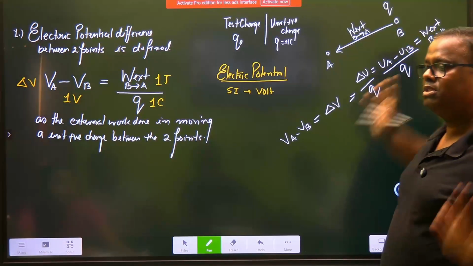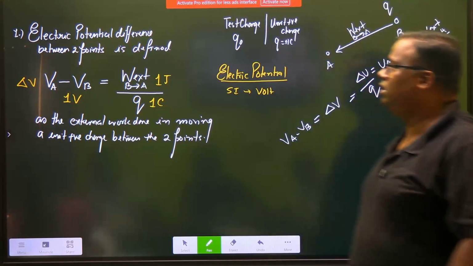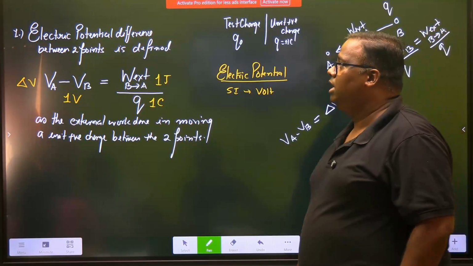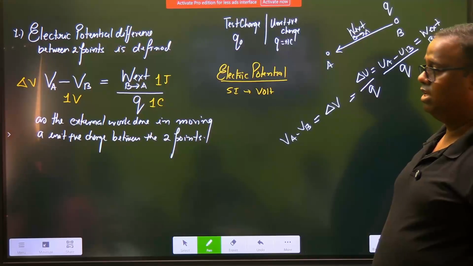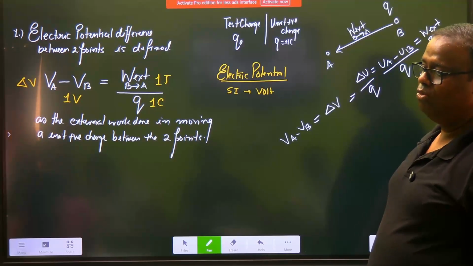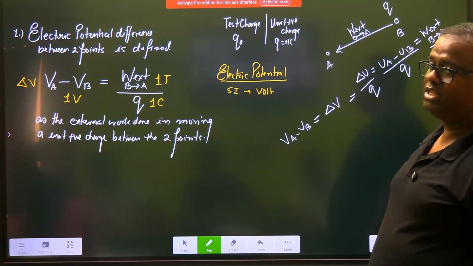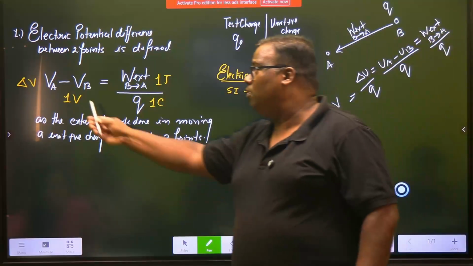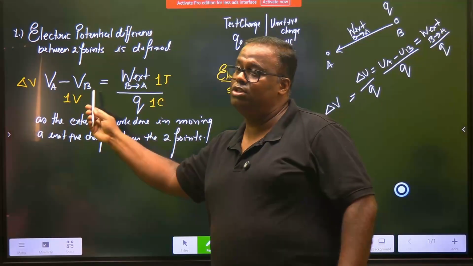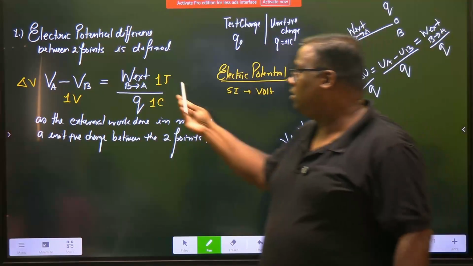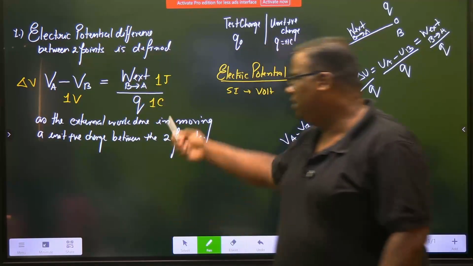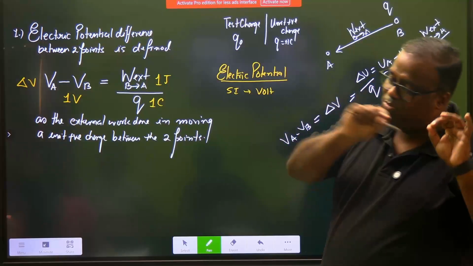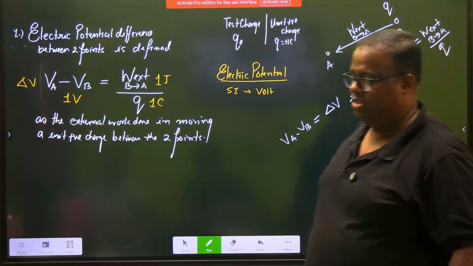Now your concept is absolutely clear. So we say electric potential difference between 2 points is defined as VA minus VB, which is delta V. And if they say define 1 volt: 1 volt is said to be the potential difference between 2 points when external work of 1 joule is spent in moving a charge of 1 coulomb from one point to the other. Okay?